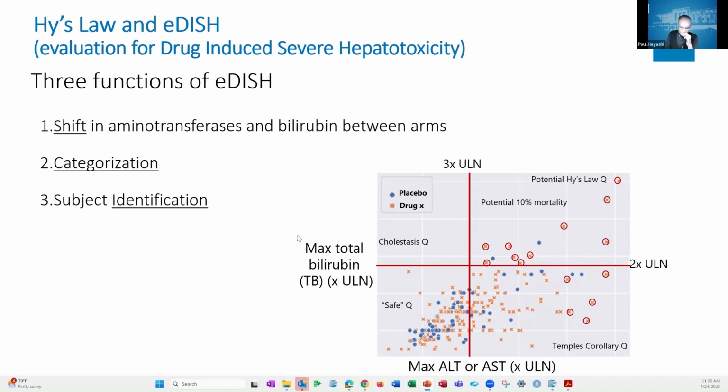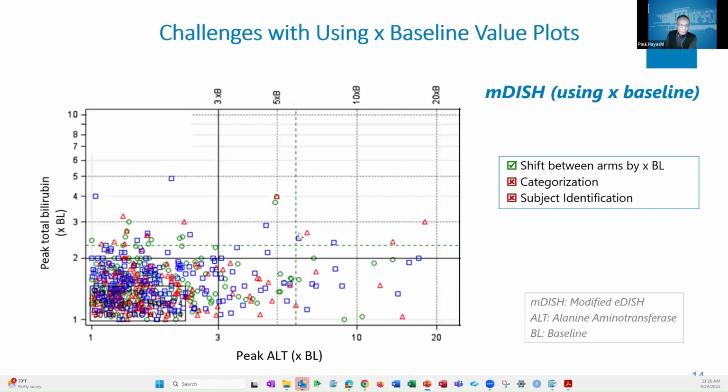Same thing with Temple's. So this was the problem when you have an abnormal baseline for these liver blood tests. And as I said, one of the things to do was, they said, well, logic would say, well, why don't we just peg every patient on their baseline value? And this is what we call an mDISH. And again, times baseline here, times baseline here, 3 different arms. I will argue to you that the only thing you get from this is the shift function. You lose categorization and you lose subject identification.